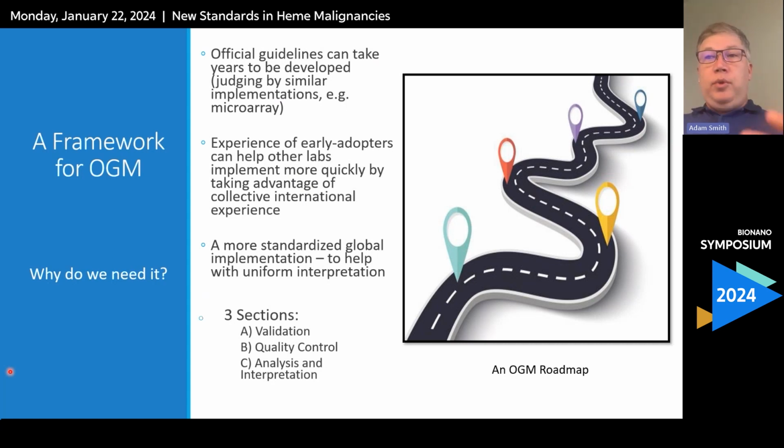And the other thing that happens a lot is when we develop these new technologies, we get bespoke implementations in different laboratories. So everybody's doing the same technology, but they're doing it all a little bit differently, or we're not all using the same thresholds and cutoffs. And so what we really wanted to do is, in three major sections in terms of validation, quality control, and analysis interpretation, provide some guidelines for people so that we could get some more harmonization very early on in terms of OGM adoption. So we can use this roadmap, hopefully, to take a lot of the questions and things that we struggled with early on and help people adopt the technology.